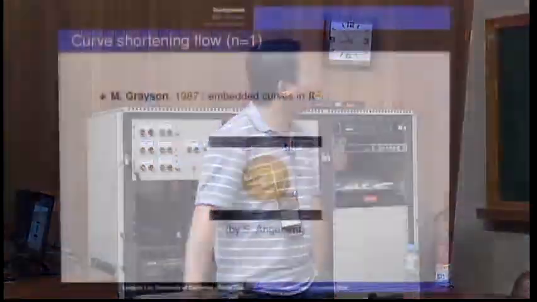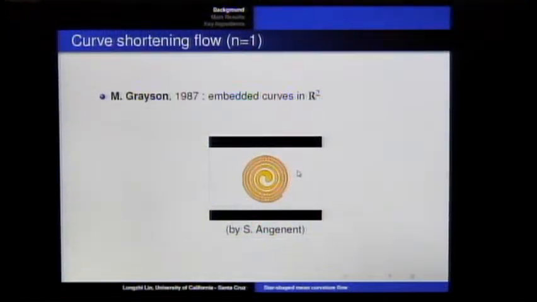In 1987, Grayson proved that if you start with any embedded closed curve in the planar domain, then no matter what shape the initial curve is, it would become convex in finite time and eventually shrink to a round point, combined with the earlier result of Gage and Hamilton, where they proved that if you start with a strictly convex closed planar curve, then it shrinks to a round point.